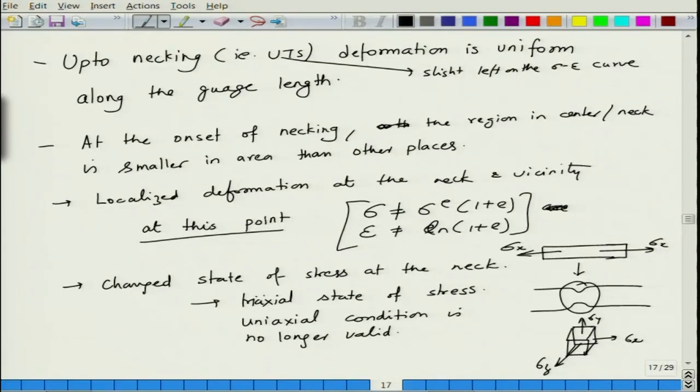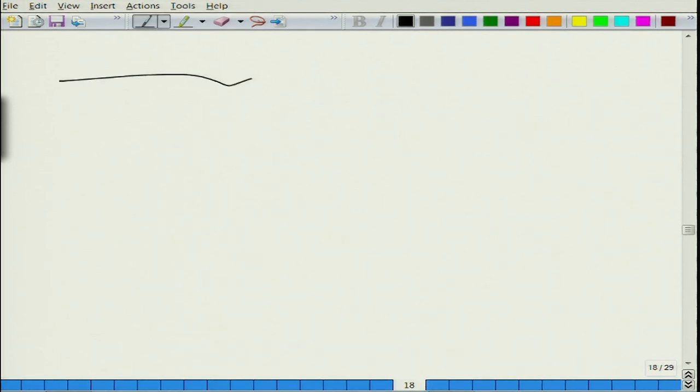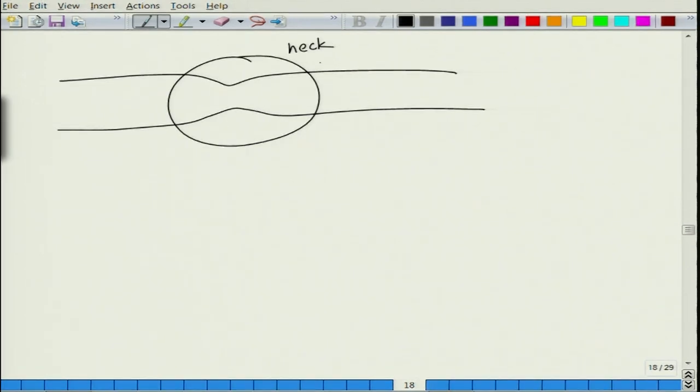And hence the neck deforms far more rapidly than the rest, and this causes an instability in tension, or instability in the tensile test. So this necking is basically a very important phenomenon in deformation, and basically we can say at the neck the stress concentration is very high, despite lower load.